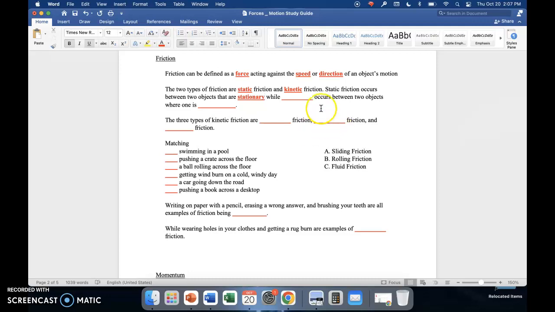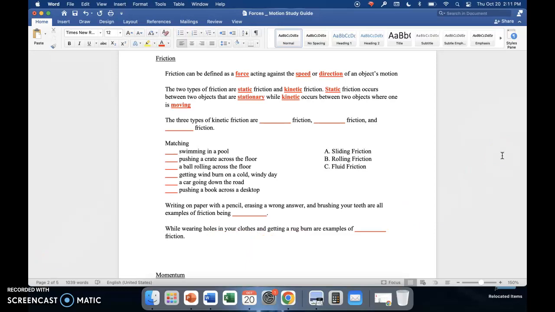While kinetic occurs between two objects, at least one, if not both, but at least one of those is moving. Okay. Now I'm just going to put static here in red so that we understand. So static, stationary, kinetic, moving. Okay. Now, as we were saying, kinetic friction occurs between two objects moving.